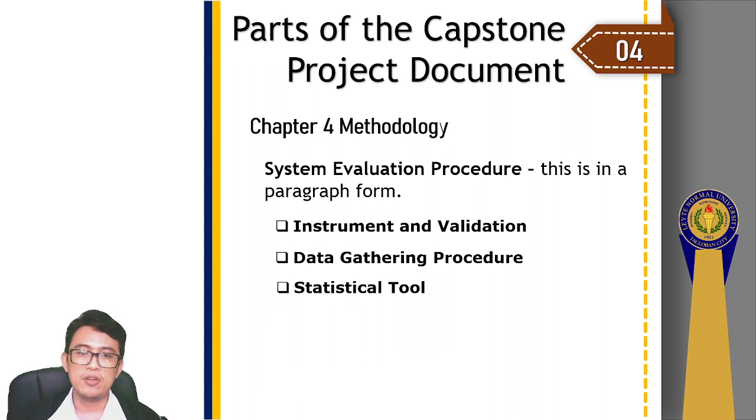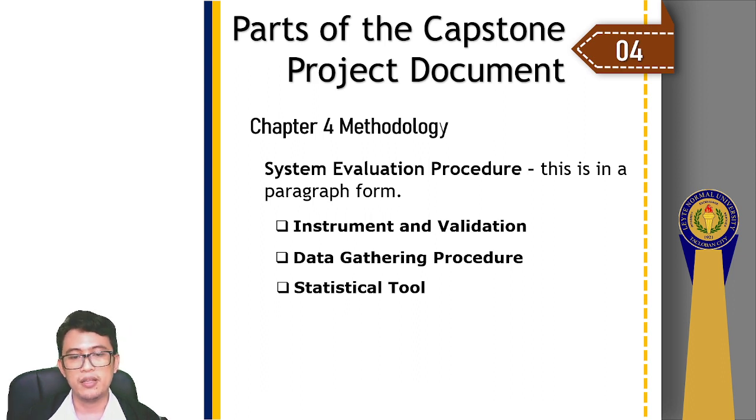And for the validation, you must use a Cronbach's alpha of at least 70% and above before you go to the field. Okay, you have to test the validity of your instrument, or the survey questionnaire, before you conduct the actual data gathering for the evaluation of the system in terms of its quality.